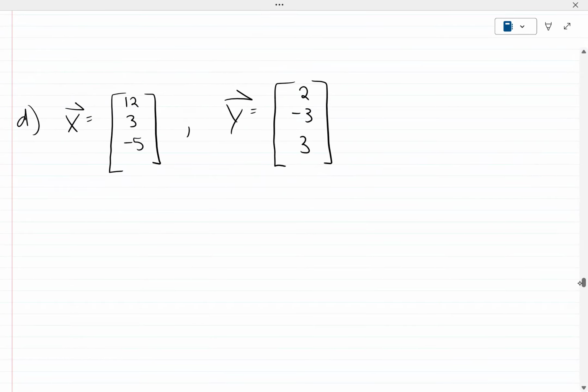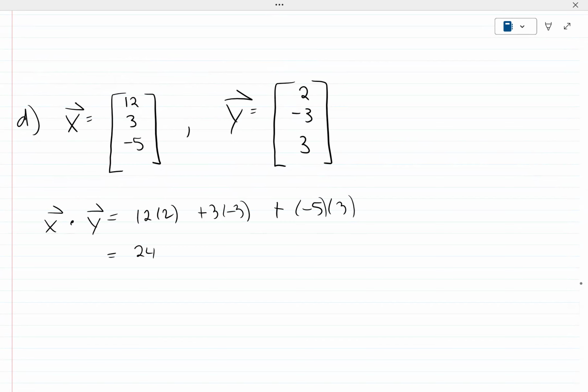What about D? Are these two vectors perpendicular? So let's see. Vector x times vector y is going to give you 12 times 2 plus 3 times -3 plus -5 times 3. That gives you 24 minus 9 minus 15. And yes, it does give you 0, which is orthogonal.